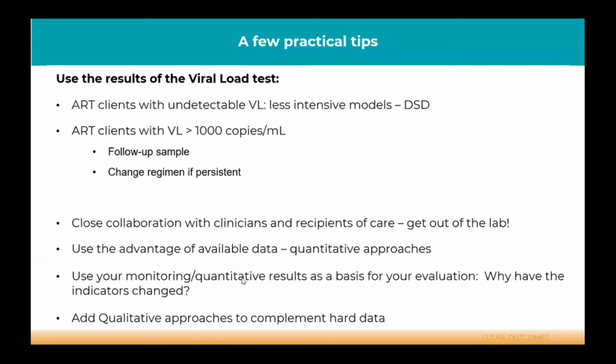The other thing is that, as Robert demonstrated, there are frameworks, there are a number of indicators. You as laboratory people have a lot of data available, and you can use quantitative approaches to analyze it. You should use that information as a basis for your evaluation. But what you really should do is add qualitative approaches to it, to ask, why have these indicators changed? That's something you can't always see in the data. For that, you will have to do key informant interviews or surveys or other approaches to get to that question, why has it changed?